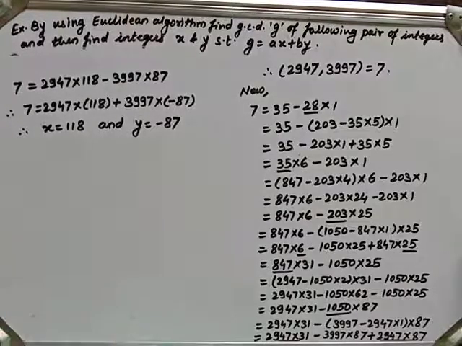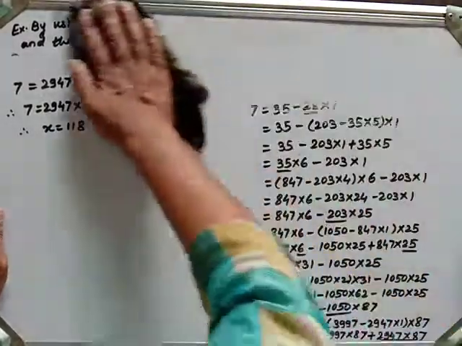Now another example can be asked, where the GCD of the integers is given to us and the question is to find x and y such that... Let us solve that type of problem.